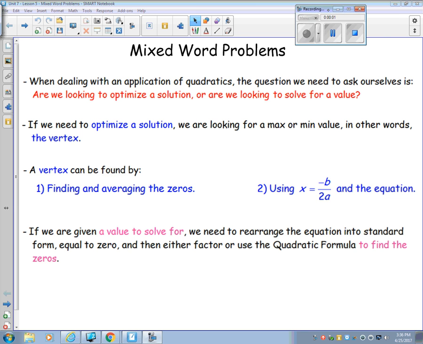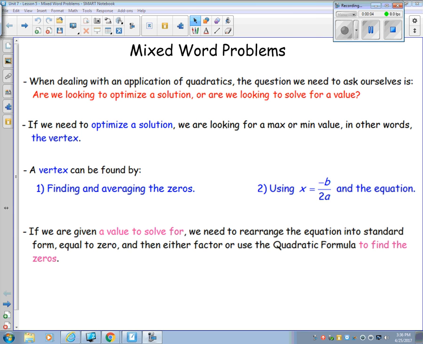In this last lesson, we're going to look at word problems with quadratics. We're going to mix them all together now. So we're going to have ones where we have to find a vertex. In other words, we're going to optimize something. Generally, we'll use negative b over 2a and plug it back in, though if we have our zeros, we can always average them. Then plug that back in.